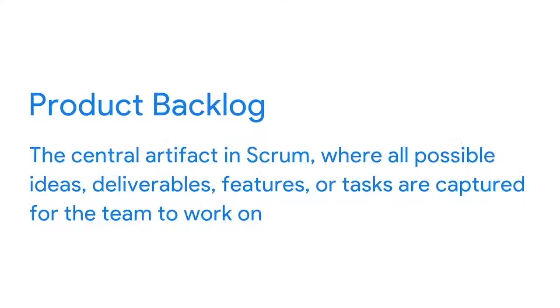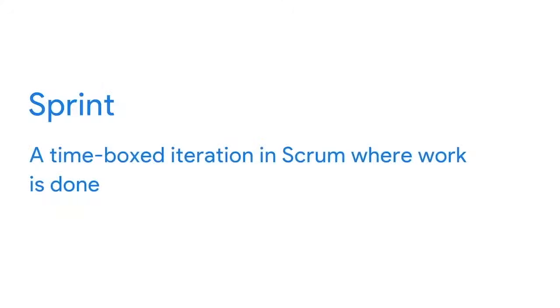First, let's review some terms and concepts specific to Scrum. The backlog is the central artifact in Scrum where all possible ideas, deliverables, features, or tasks are captured for the team to work on. It's prioritized and proactively managed by the team continuously throughout the life of the project. The sprint is the name of the time-boxed period in Scrum where work is done. The sprint can be between 1 and 4 weeks long, but most sprints are around 2 weeks. This is often called the iteration.